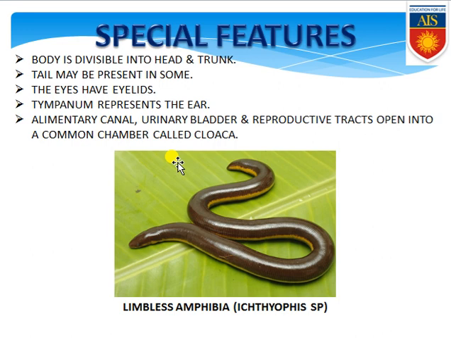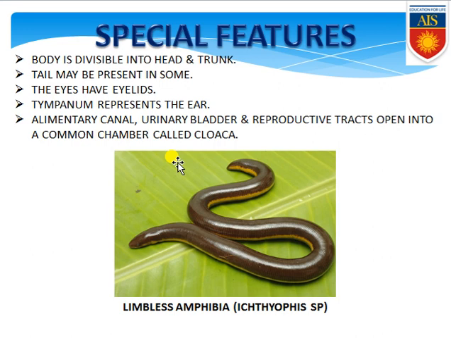The eyes have eyelids, keep it in your mind, that means they can cover their eye, but in case of fish you have seen they do not have any eyelids. They have a tympanum, that is a membranous structure present just behind the eye, and that is acting as an ear.